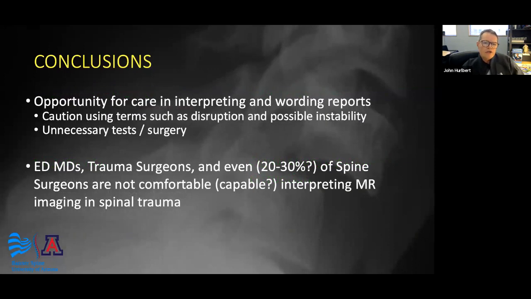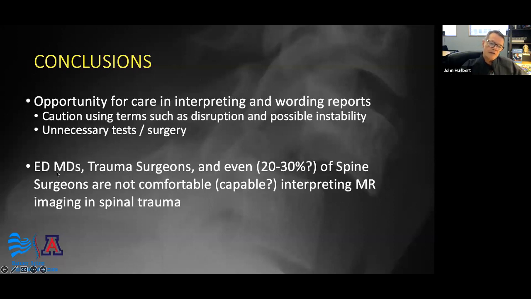I think in conclusion, this is an opportunity for care, exercising caution in interpreting and wording reports. Radiologists are not clinicians. They can talk about signal change. They should be very careful about talking about instability. Disruption, instability leads to unnecessary tests. And now that we've got another level 1 trauma center on board, we're seeing potential cases of unnecessary surgery based on MRI reports alone.